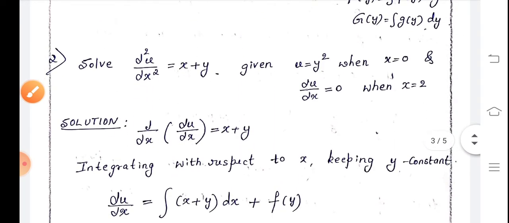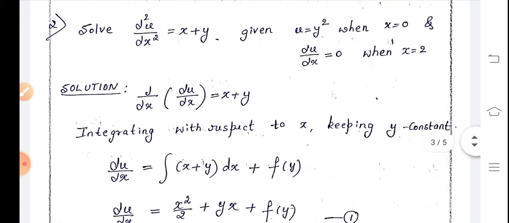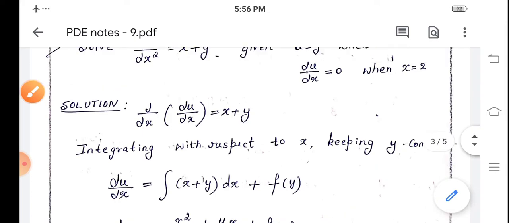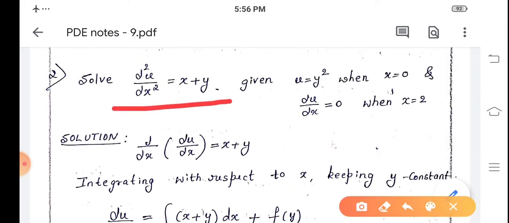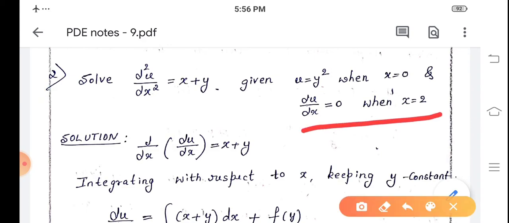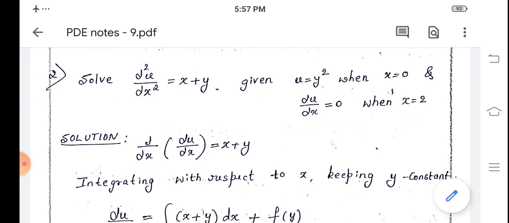Now let us work out one more problem. Second question. Solve ∂²u/∂x² equal to x plus y. Given that u is equal to y² when x equal to 0 and ∂u/∂x equal to 0 when x is equal to 2. This is the given partial differential equation.